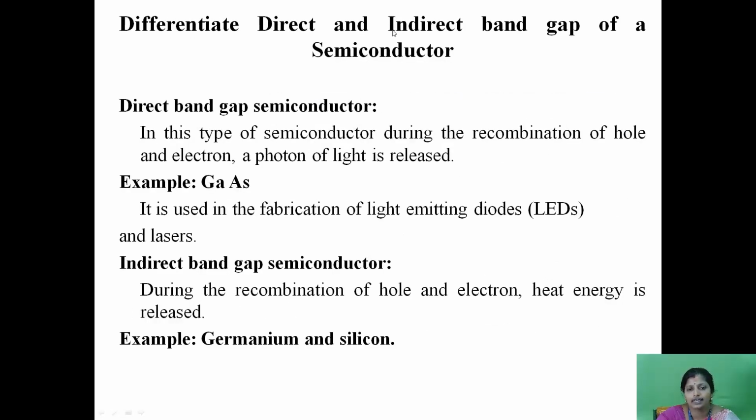Differentiate direct and indirect band gap semiconductors. In a direct band gap semiconductor, during recombination of electrons and holes, light beams are emitted. This photon light beam is called a laser beam. For example, gallium arsenide is used in the fabrication of light emitting diodes and laser devices. In indirect band gap semiconductors, during recombination of electrons and holes, heat energy is released. Examples are germanium and silicon, which in pure intrinsic form are indirect band gap semiconducting materials.